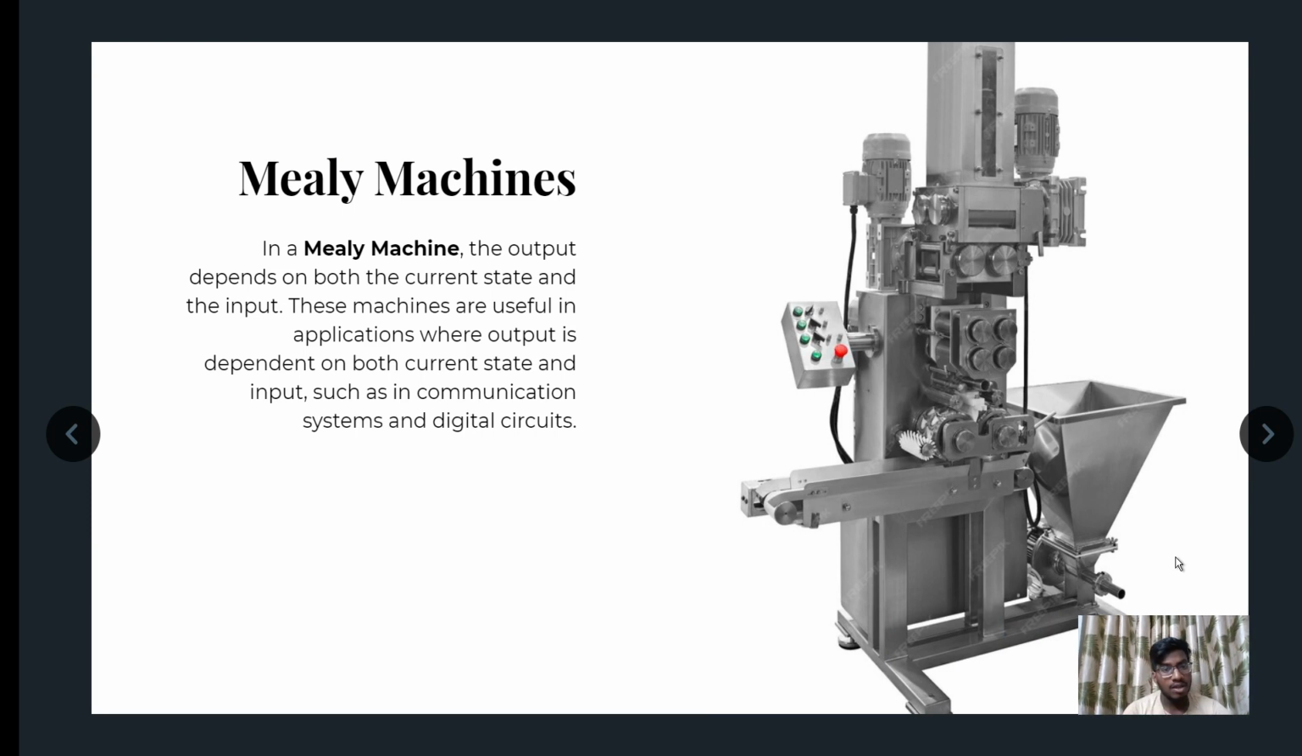Mealy machines. In a Mealy machine, the output depends on both the current state and the input. These machines are useful in applications where the output is dependent on both current state and input, such as in communication systems and digital circuits. So in a Mealy machine, the output depends on both the current state and also the input.